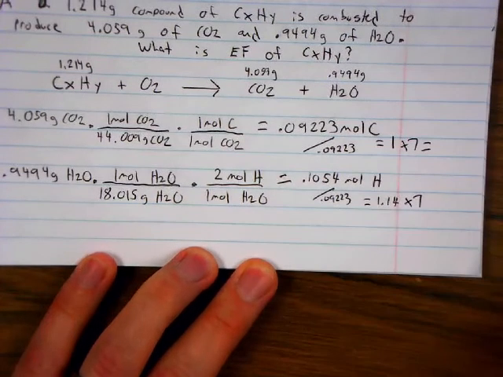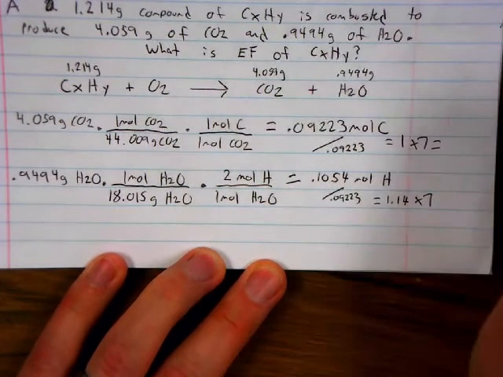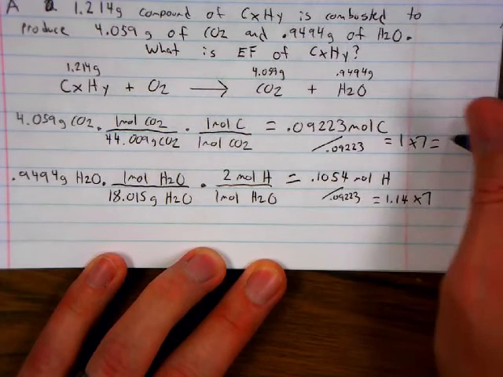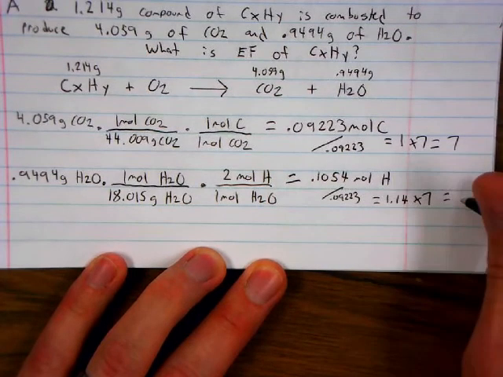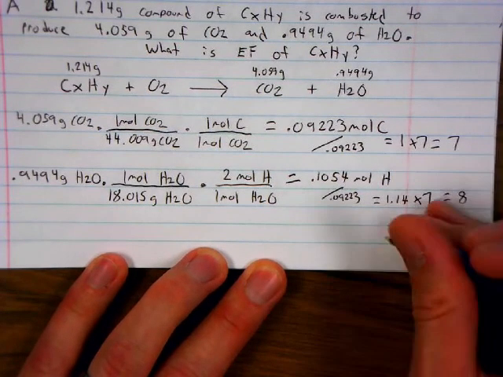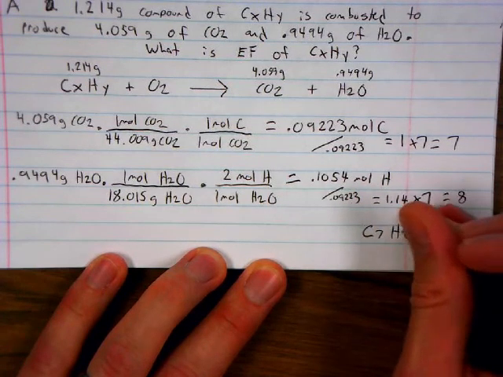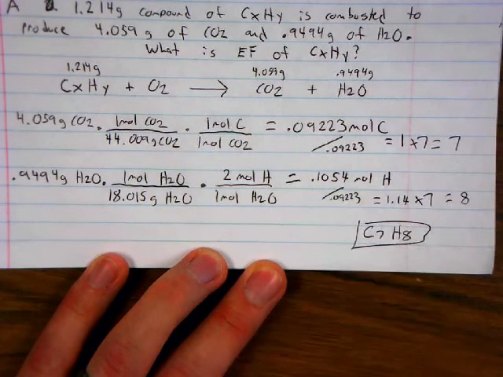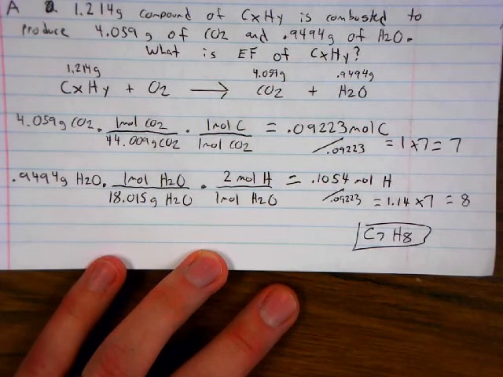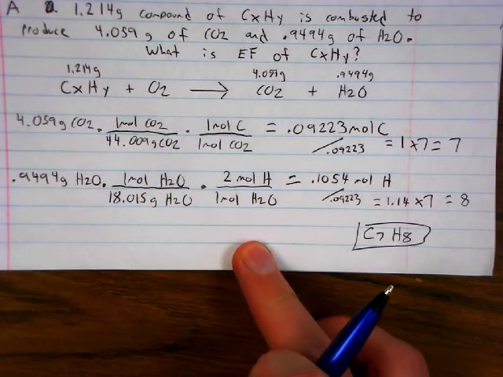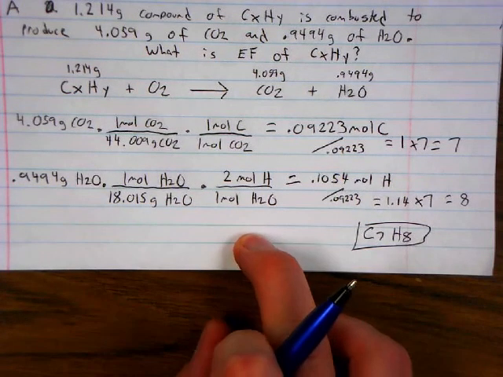Now you have to start taking 1.14 in your head and seeing what that multiplies into a whole number. Because your brain is probably done by now. Some of you are good with mental math. I'm going to tell you, if you multiply this by 7 and this by 7, you will have whole numbers. So, carbon is 7, and this becomes 8. So my empirical formula is C7H8.